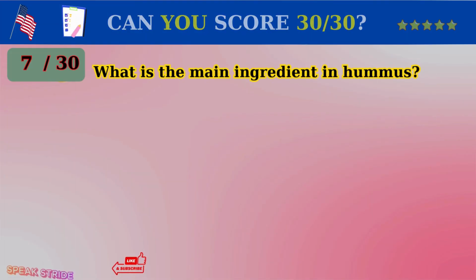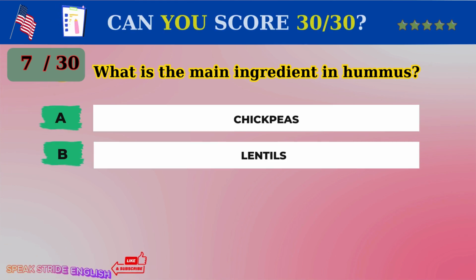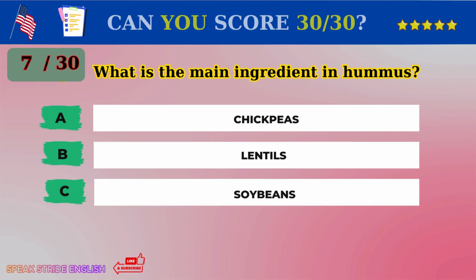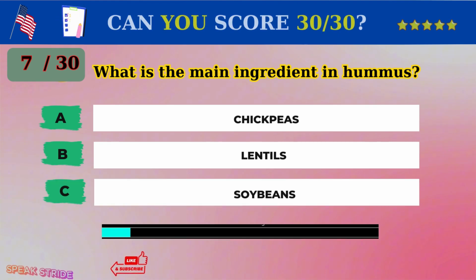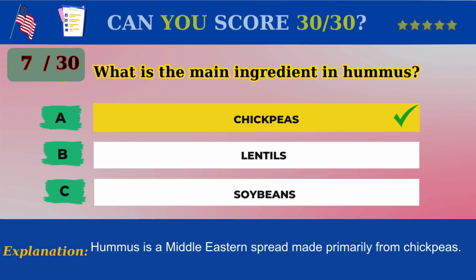What is the main ingredient in hummus? A. Chickpeas. B. Lentils. C. Soybeans. Answer: chickpeas.